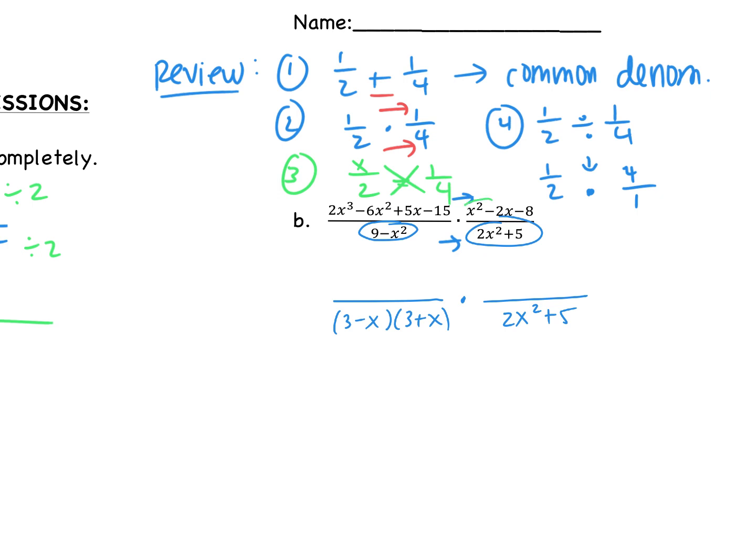When we do this x squared minus 2x minus 8, we're looking for two numbers that multiply to negative 8 and add to negative 2. So that would be negative 4 and positive 2.